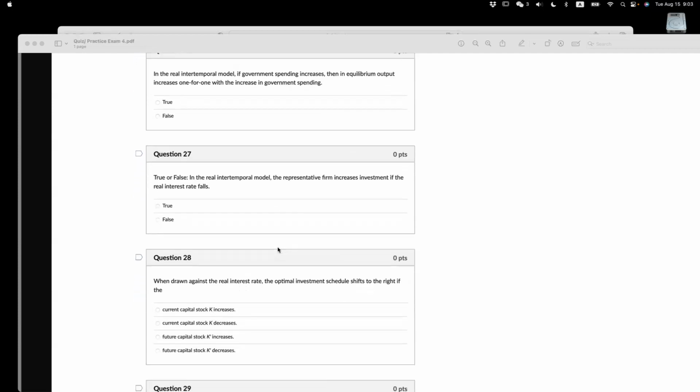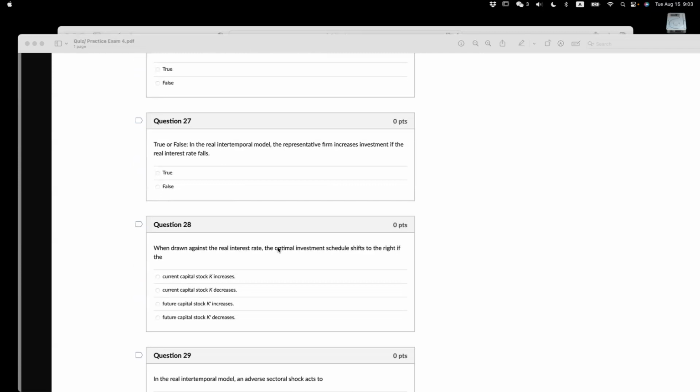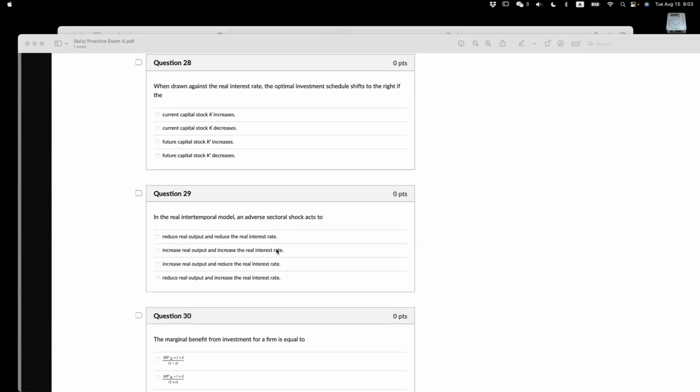Okay. 27. True or false? In the real intertemporal model, the representative firm increases investment if the real interest rate falls. That's correct, right? Because that just makes the investment cheaper. Right?